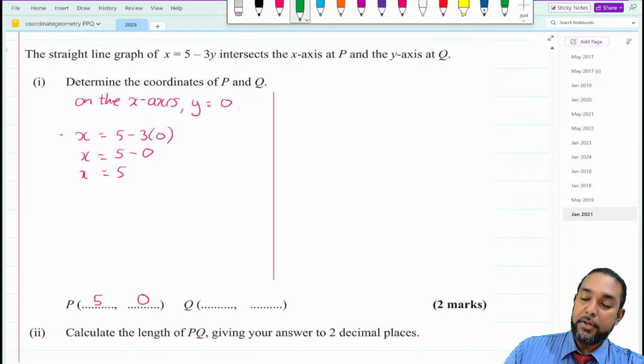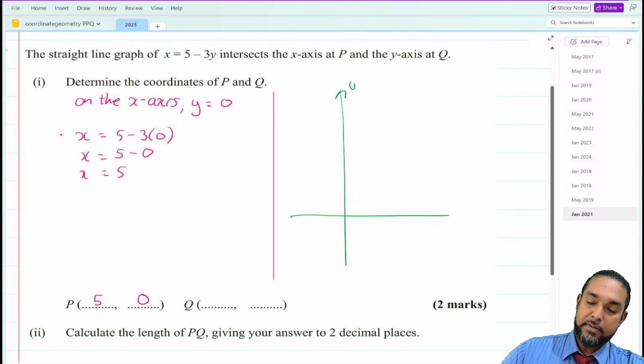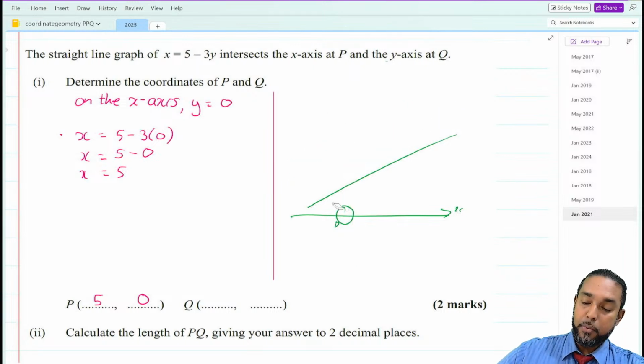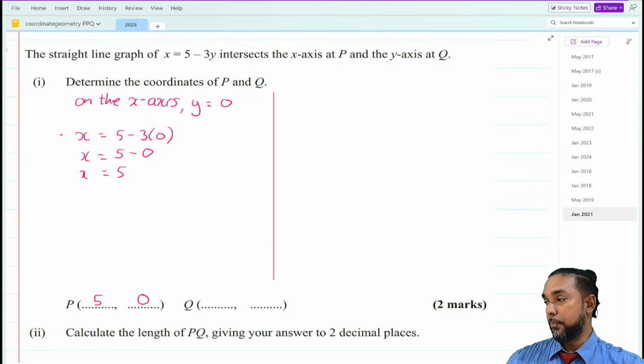Similarly, right, on the y-axis, x is 0. So again, if you consider y, x, that. So at any point on the y-axis, if you read down to the x, the value you get is 0. So the y-intercept will always have an x-coordinate of 0.